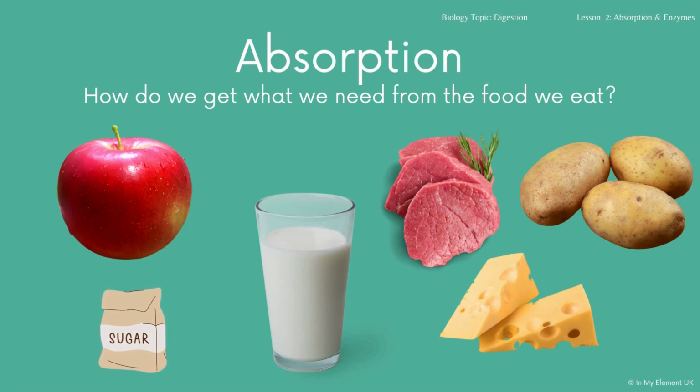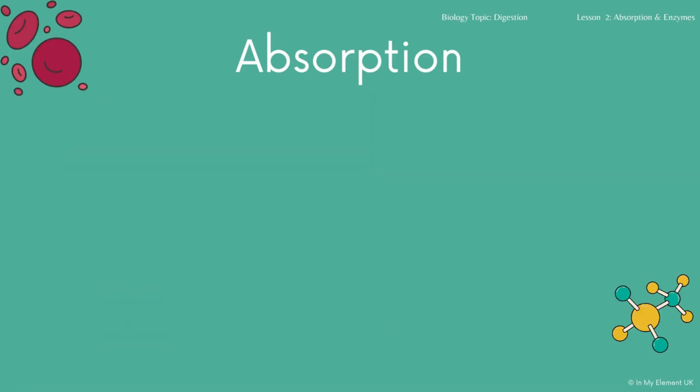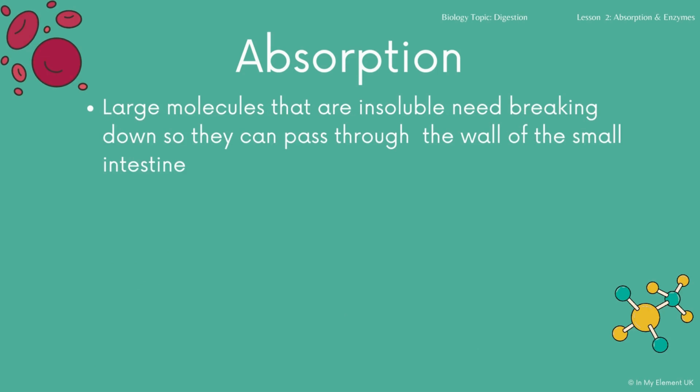Okay, so apple, sugar, milk, it's a good source of calcium, red meat, potatoes and cheese. Now all of those can be broken down and give useful substances that we need in our body. Okay, so absorption is where these large molecules of the food that we take in that are insoluble are broken down so they can pass through the wall of the small intestine. Okay, and that's really, really important.